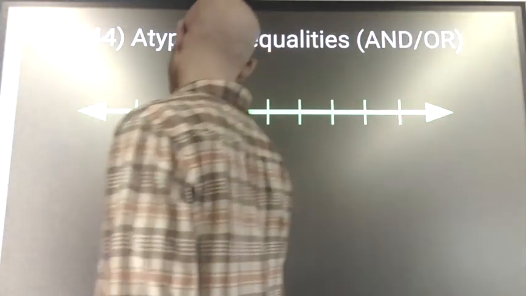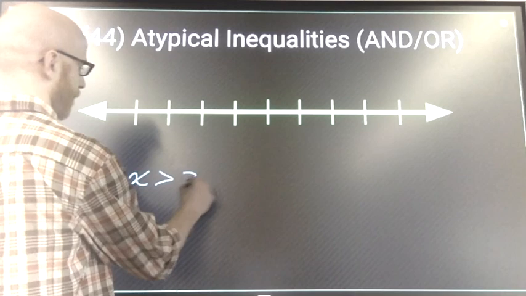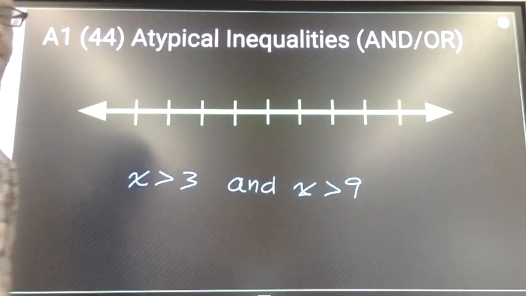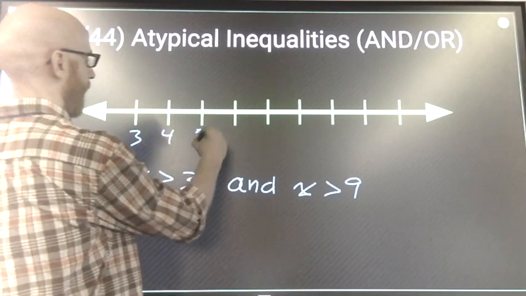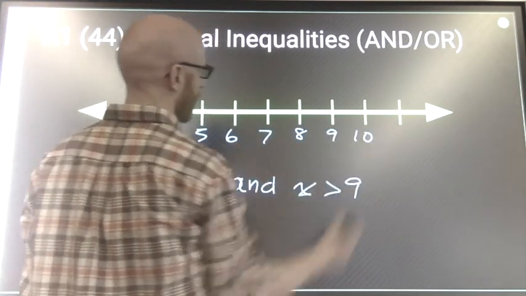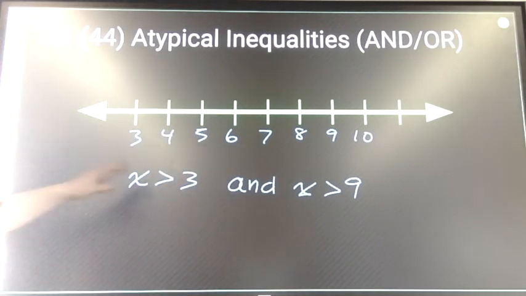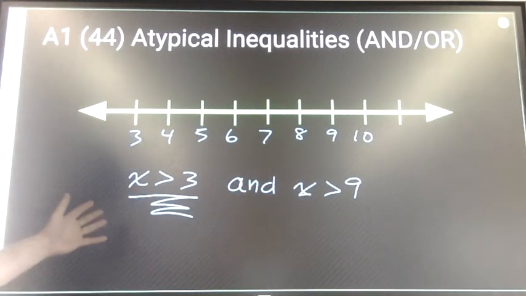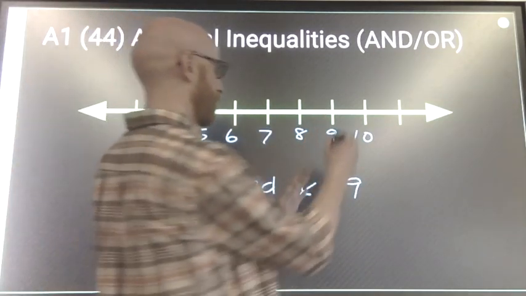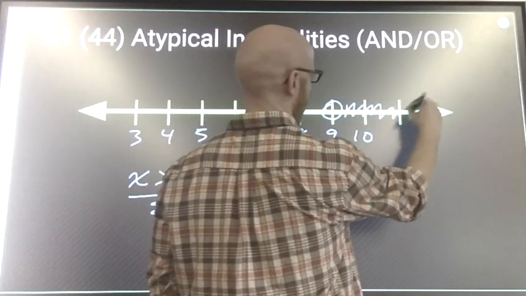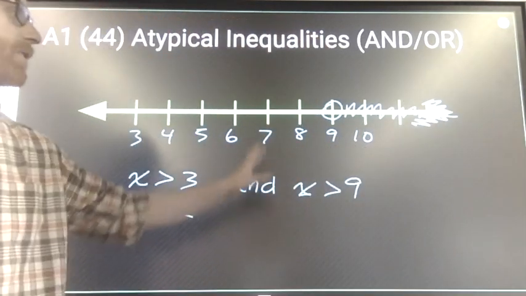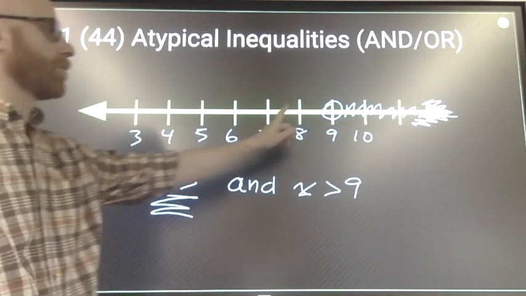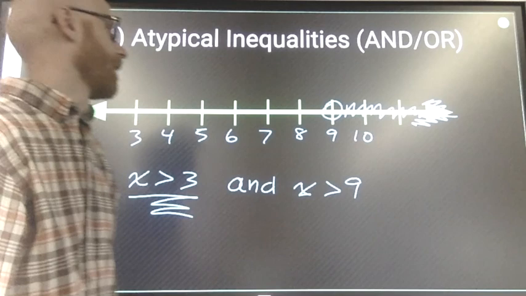Sometimes, if you have an AND situation, you could have something like x is bigger than 3 and x is bigger than 9, right? So 3, 4, 5, 6, 7, 8, 9, 10. What this means in that situation is that this piece right here is kind of useless and redundant, okay? Being bigger than 9 forces you to also be bigger than 3, all right? But you would have to shade from the 9 up, because for both of those things to be true, we have to be above 9. Okay, so that's something that could happen.